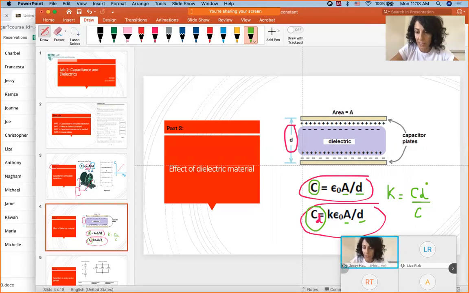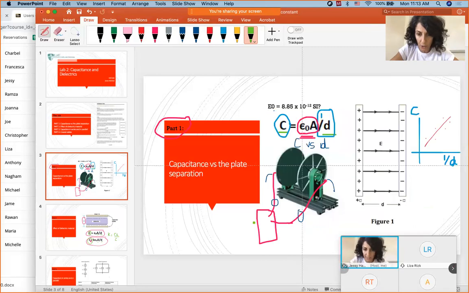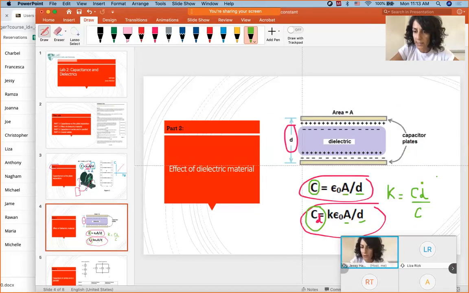My question for Lisa as well. My measuring tool, the LCR meter, is a digital measuring tool. How do you find the error on CD and how do you find the error on C?